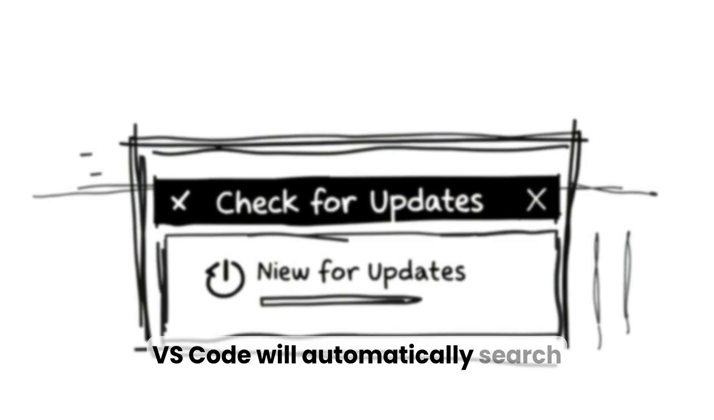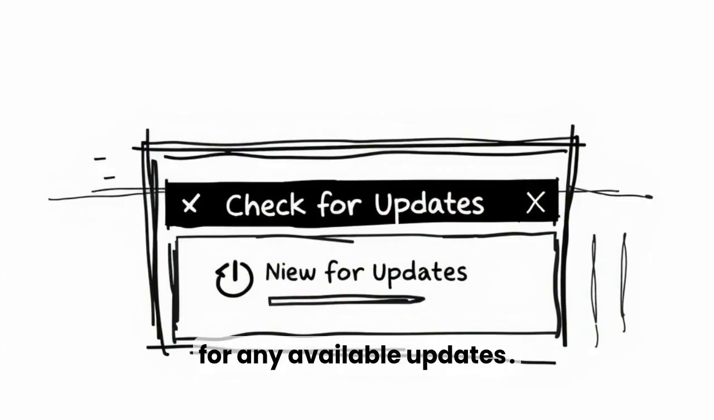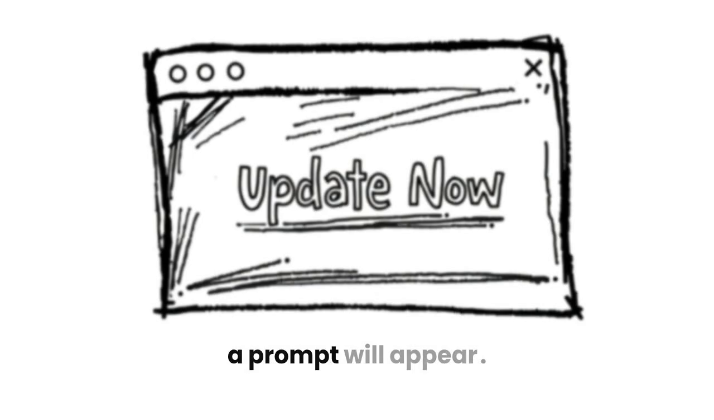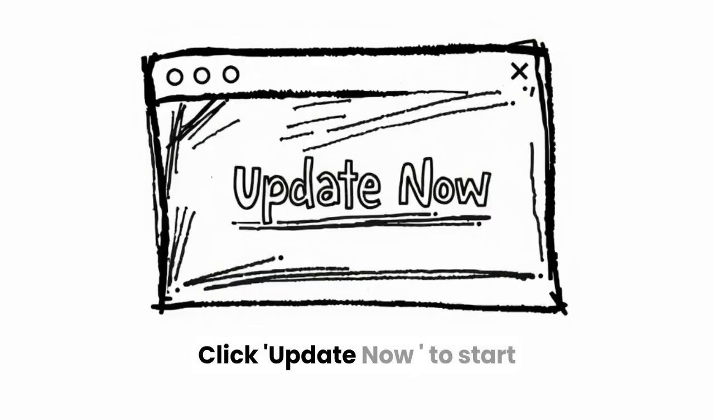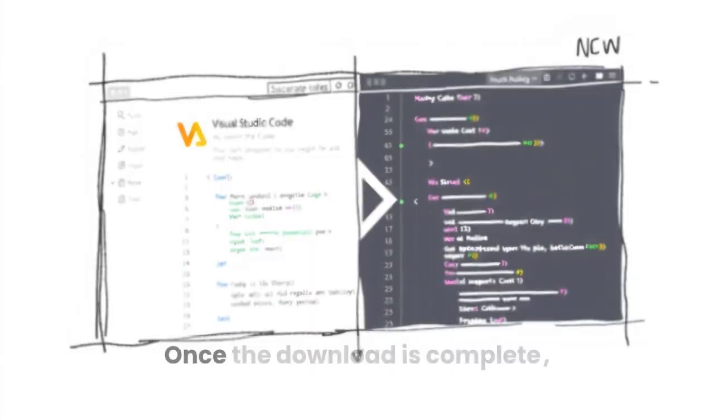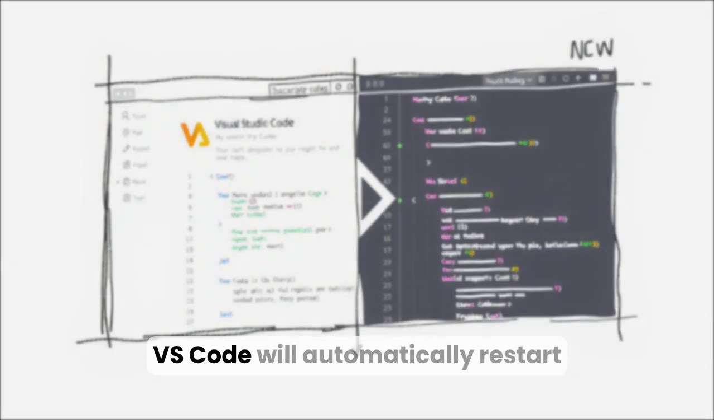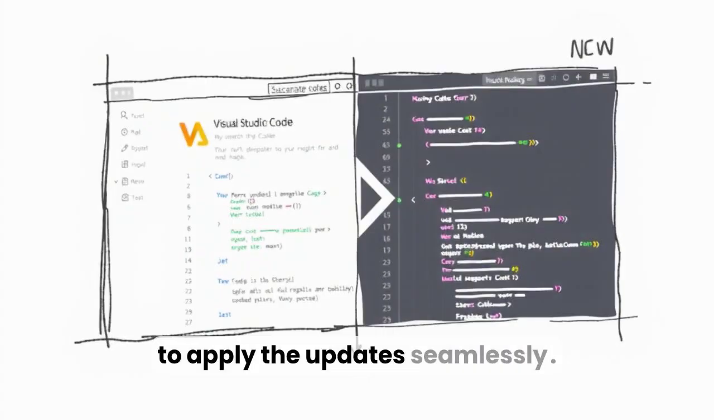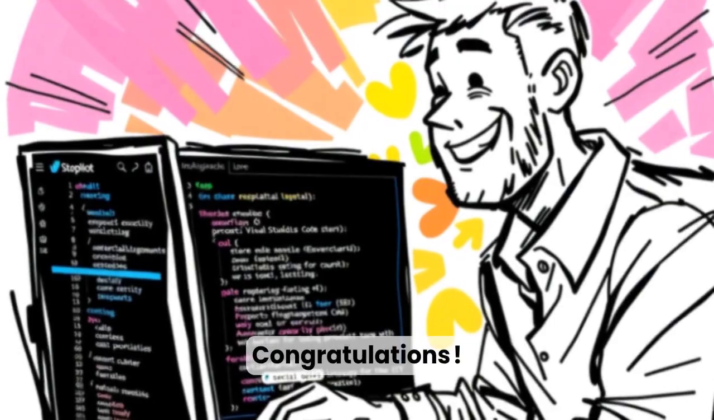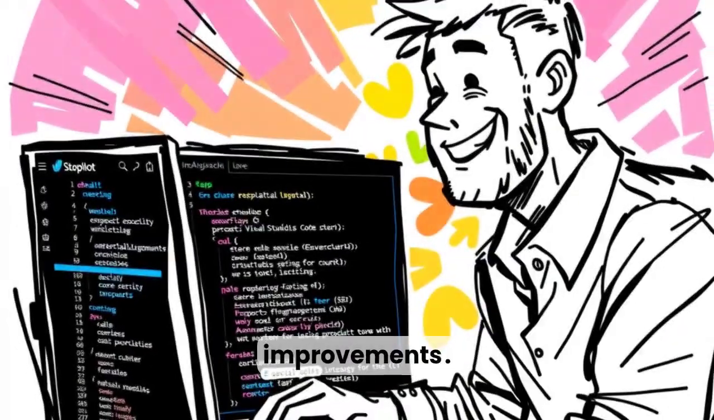VS Code will automatically search for any available updates. If an update is available, a prompt will appear. Click Update now to start the process. Once the download is complete, VS Code will automatically restart to apply the updates seamlessly. Congratulations! Your Visual Studio Code is now up to date. Enjoy the latest features and improvements.